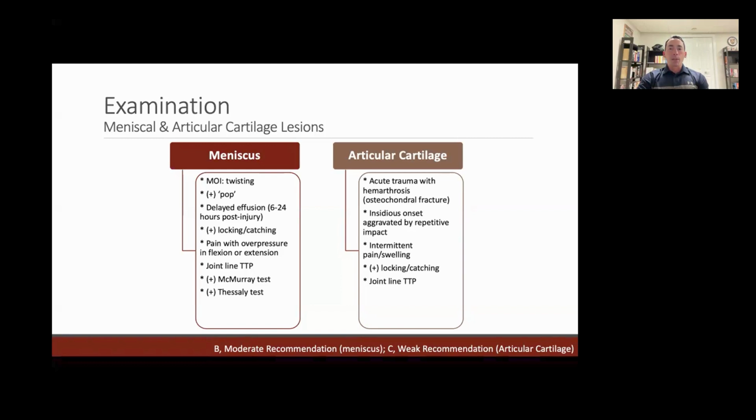For the McMurray test, the lateral meniscus is tested by passively internally rotating the tibia while extending the knee, while the medial meniscus is tested by externally rotating the tibia while extending the knee. The Thessaly test is performed with the patient standing on the involved leg and rotating their body and leg internally and externally. The test is repeated with the knee in both 5 and then 20 degrees of knee flexion. A positive finding in both of these tests is reproduction of a click or pain in the knee joint in the same area as the patient's chief complaint.